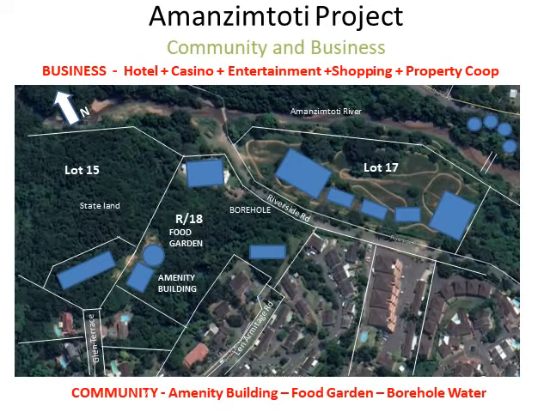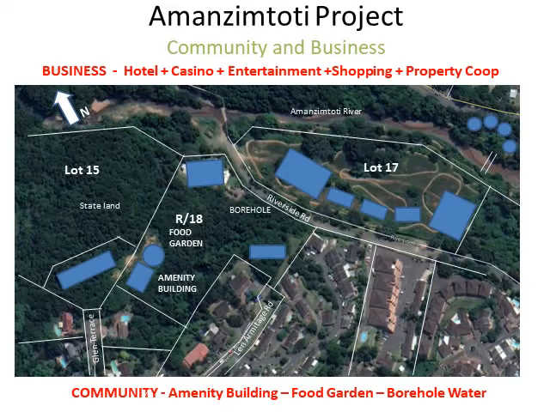As a demonstration of those examples, look at the Amanzimtoti project and look at the community benefits and the business benefits that could be built into that project. On lot 17, there are many business activities that could be owned by local people. There's a hotel, a casino, entertainment centre, shopping, and then the property co-op that binds it all together. On Rem of 18, where the residential sections are, there's a food garden, there's a borehole facility already identified in there, and then there's an amenity building on the south side.